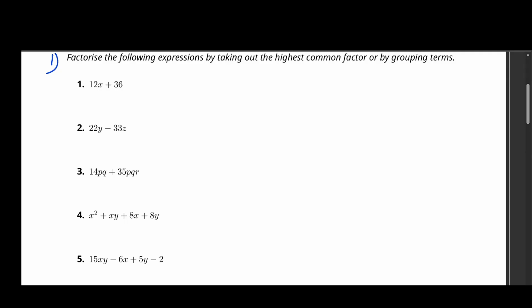Let's start with factorization, sheet of factorization. The first question is: factorize the following expression by taking out the highest common factor, HCF, or by grouping terms. By taking out the HCF, we have to factorize them.